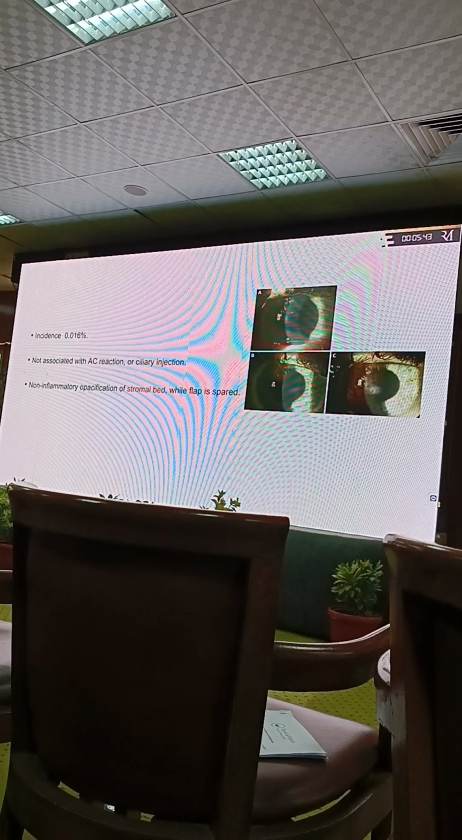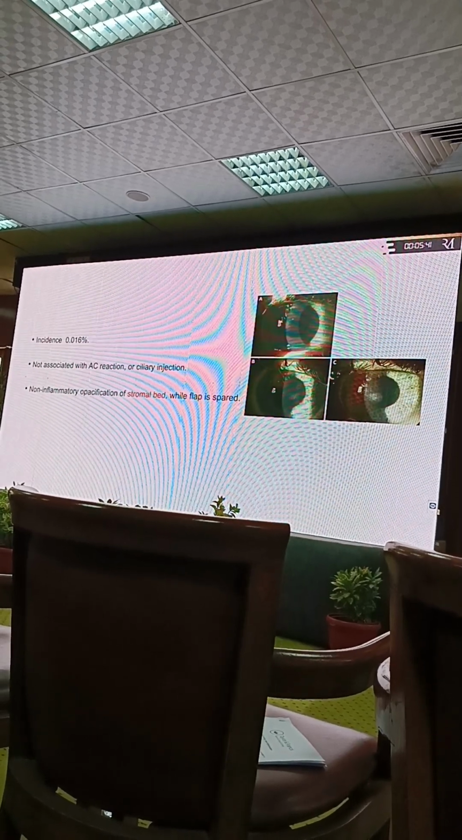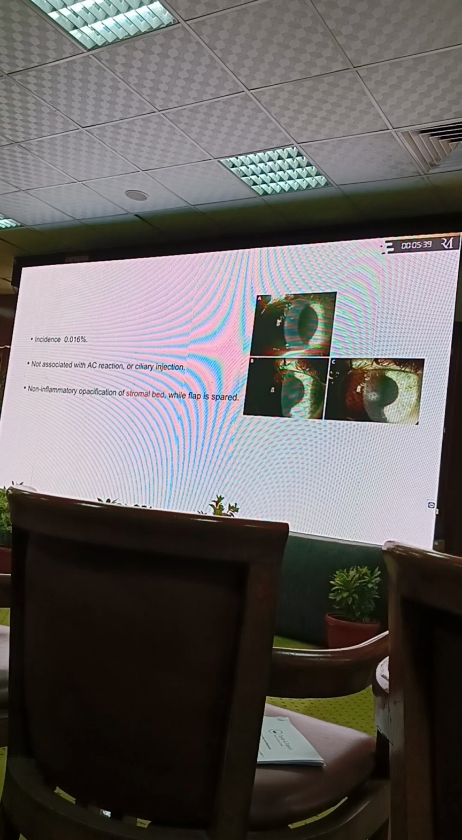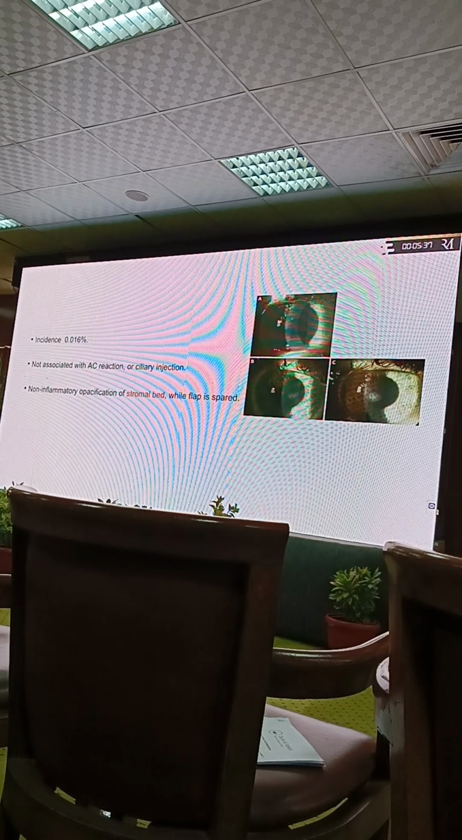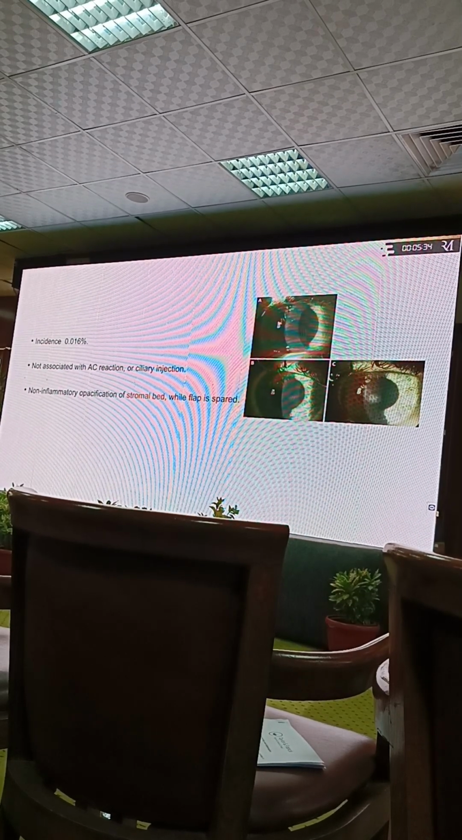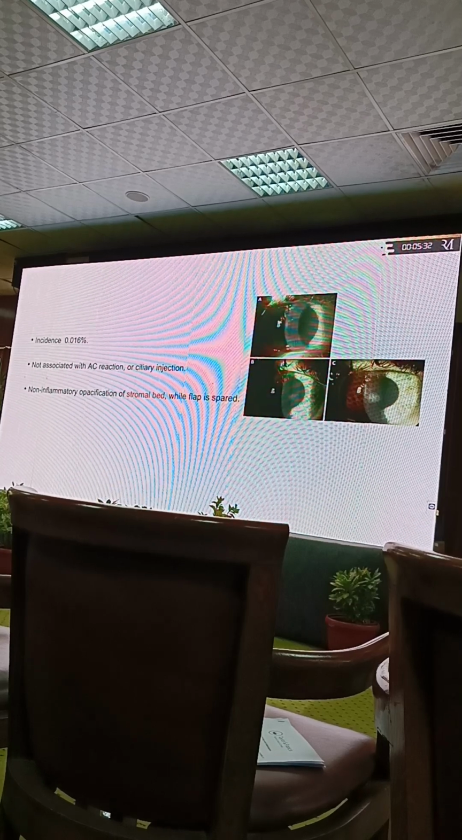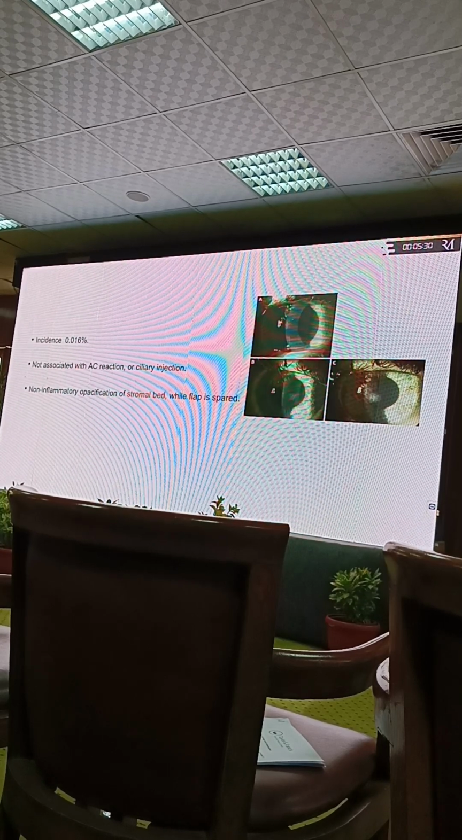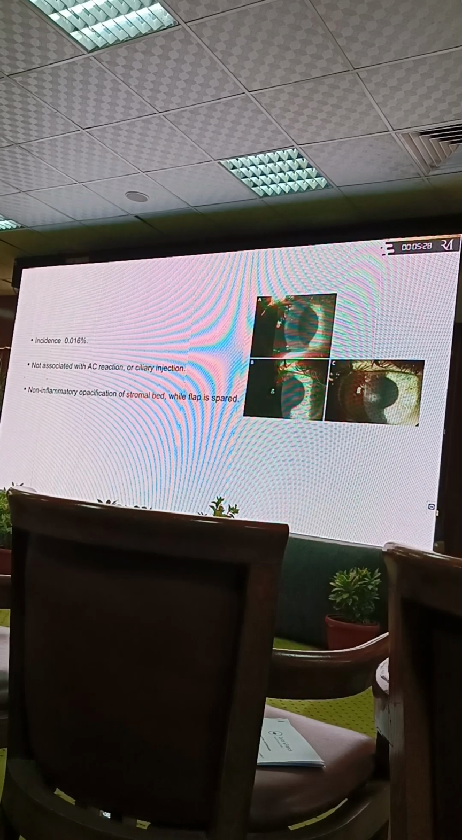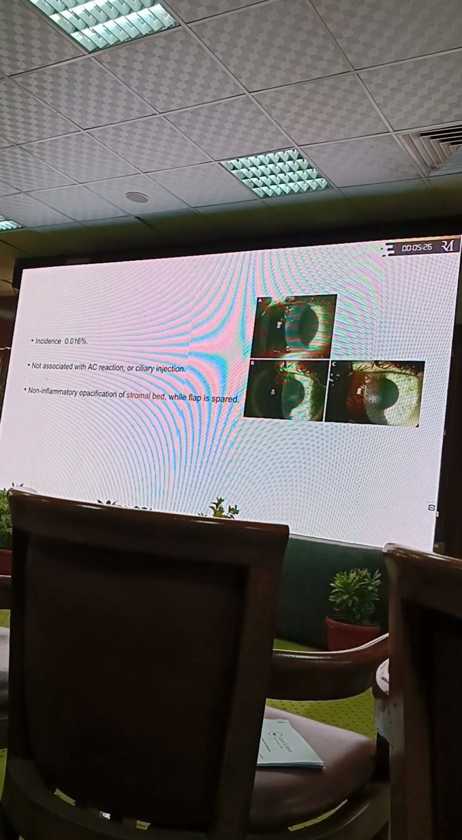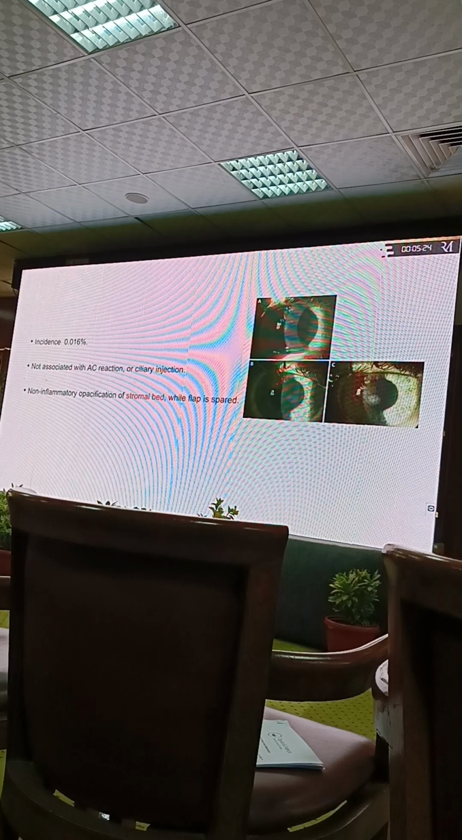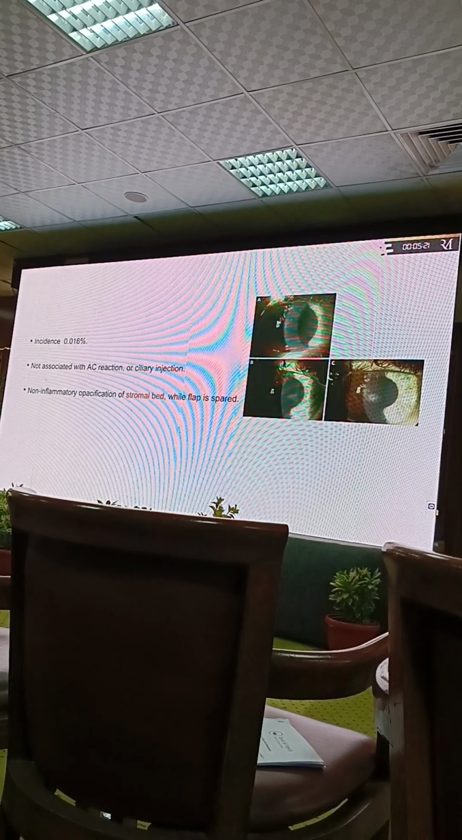It's a non-inflammatory opacification of the stromal bed while the flap is spared. So it's completely different from DLK. DLK, or diffuse lamellar keratitis, is an interface reaction. The flap is spared and the stroma underneath is spared, but the reaction is in the interface. Here we have a non-inflammatory opacification of the stromal bed.